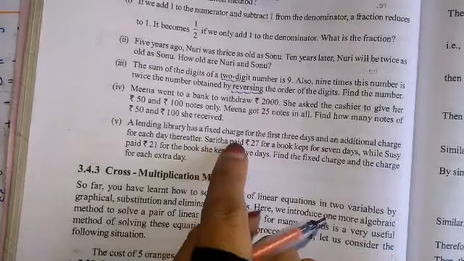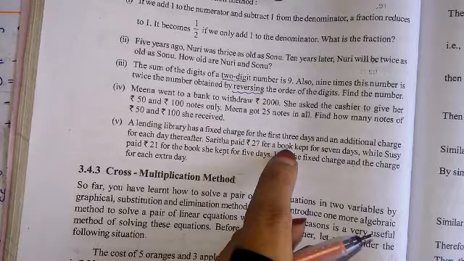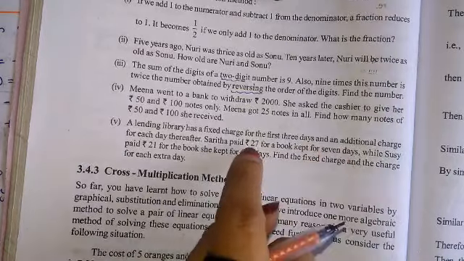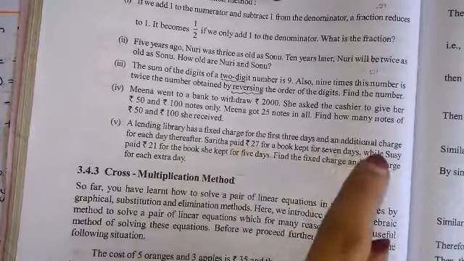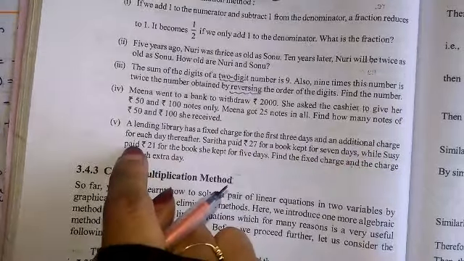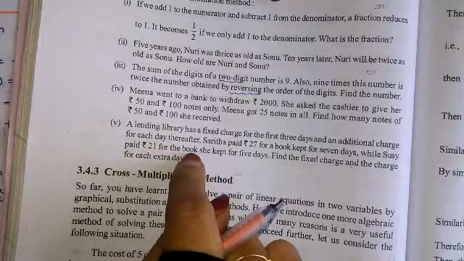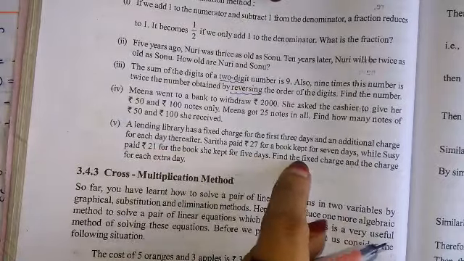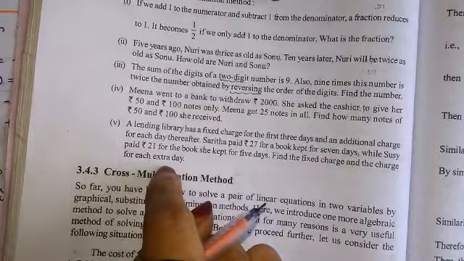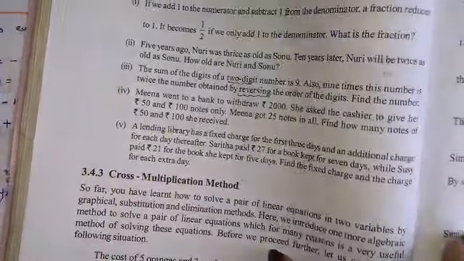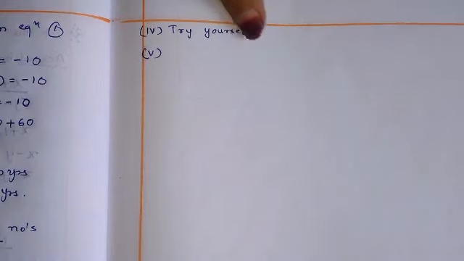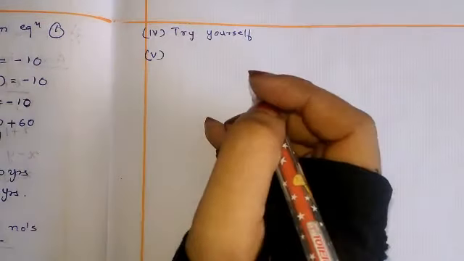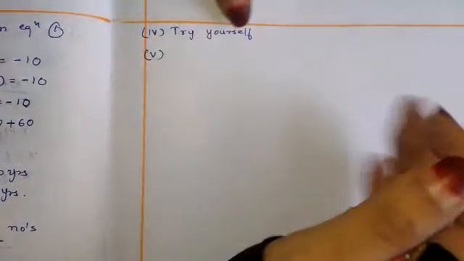Sarita paid rupees 27 for a book kept for 7 days. When she kept the book for 7 days, she paid 27 rupees. While Susie paid 21 for the book she kept for 5 days. Find the fixed charge and the charge for extra days. Very easy question. Let us start solving. Let the fixed charge for the first 3 days be x, because they have told the fixed charge for the first 3 days is constant.